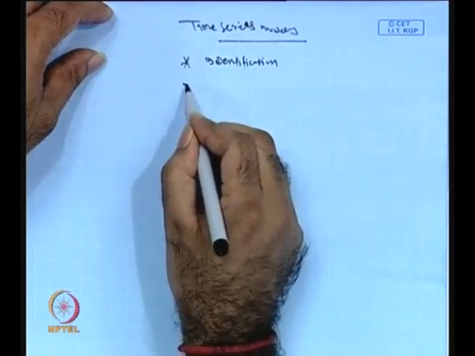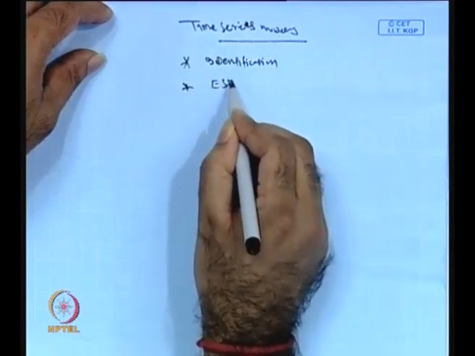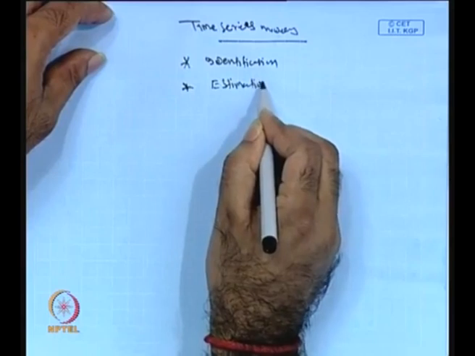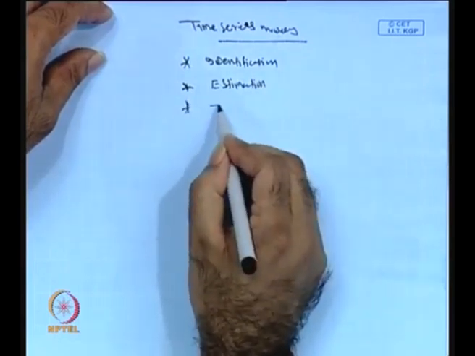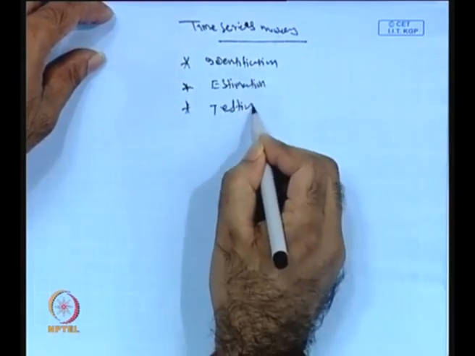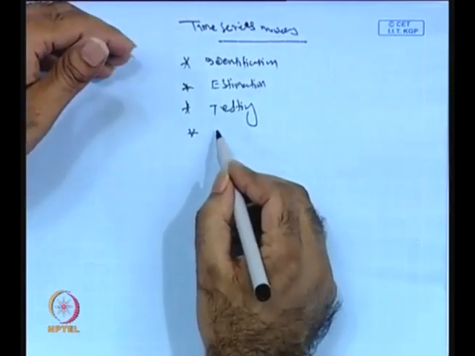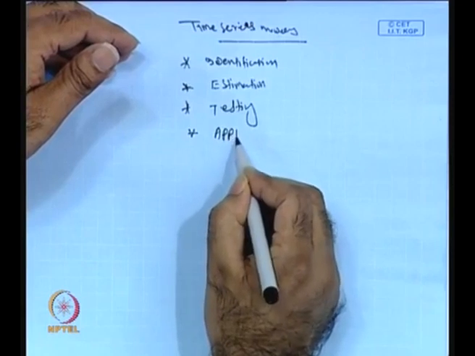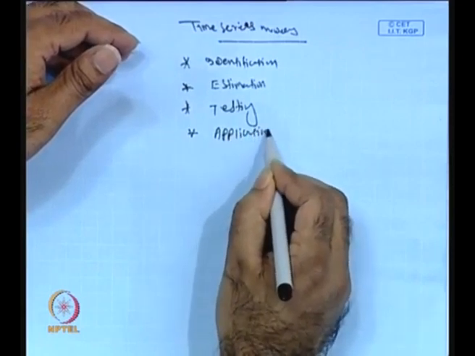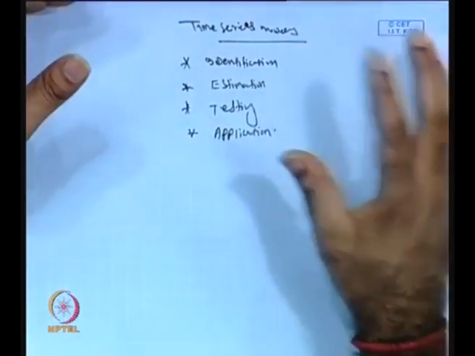then second is estimation, and third is testing, and of course, another one is applications. So, that means there are four important objectives of this time series setup.